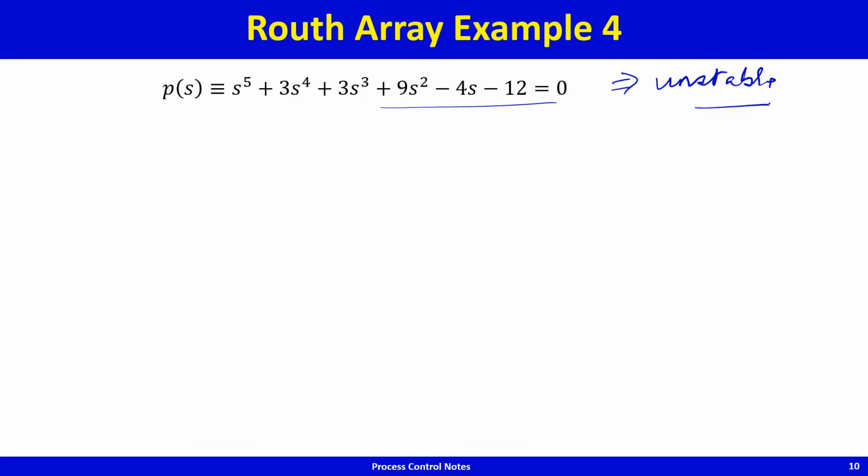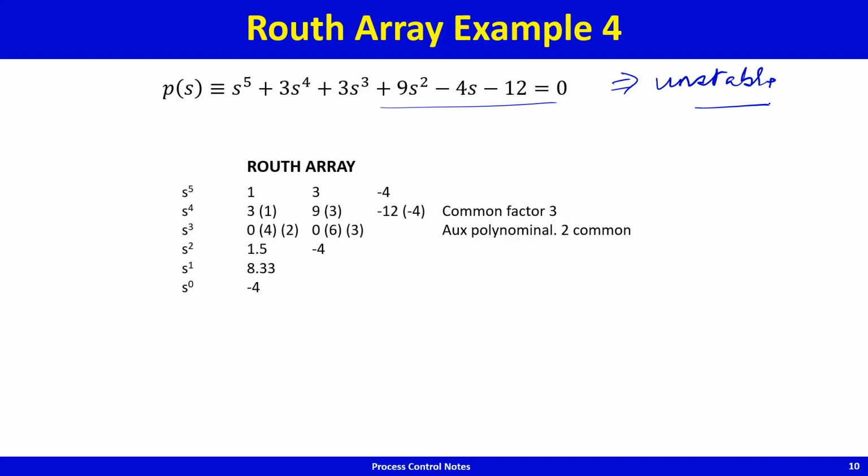Okay, now next. By the way, as an exercise, I'd like you to show that if there is a negative coefficient in the characteristic polynomial, there's at least one root in the right half plane. Can you show this, prove this mathematically? Do this as an exercise.